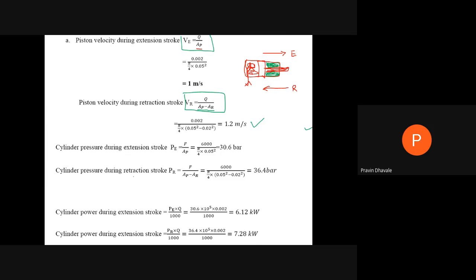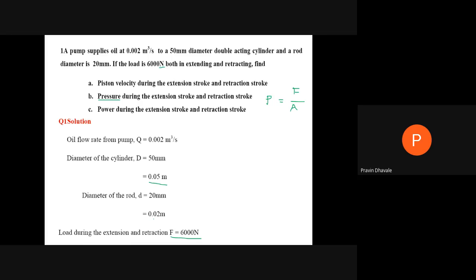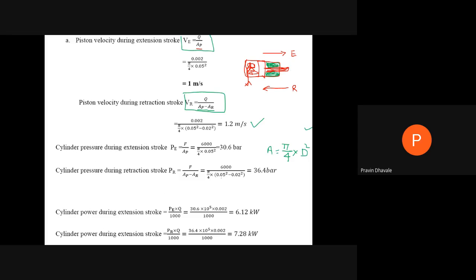Similarly, the cylinder pressure during the retraction stroke. Only the area value is changing, because during the retraction stroke you have to subtract the area of the piston rod from the area of the cylinder. When you put these values, you get the cylinder pressure as 36.4 bar, because the value of F is 6000. Area is calculated by the formula A is equal to pi by 4 d square. The first D is for the cylinder, its value is 0.05, and the second D is for the piston rod, its value is 0.02. When you solve, you get this value.